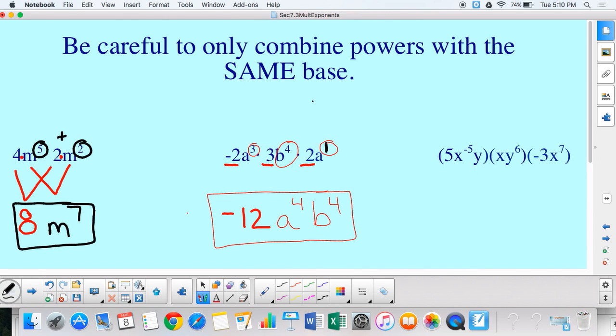Same with the next problem. First thing I'm going to do is, if the exponent isn't showing, I'm going to put a 1 there. Multiply my numbers together first. Those coefficients, numbers in front, coefficients. And then look at powers. So I've got the x, this one has a negative 5, a 1, and a 7. So x, if I add these all together, negative 5 plus 1 plus 7, I get x to the 3rd. And I do the same thing with my y values. One and 6 is 7.